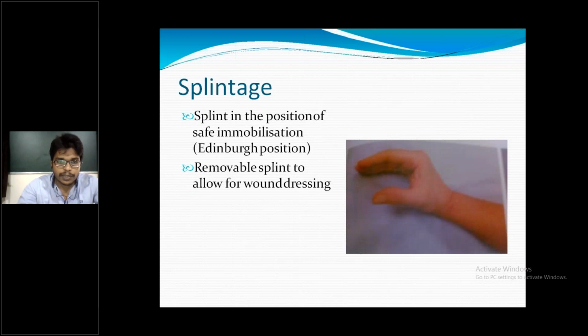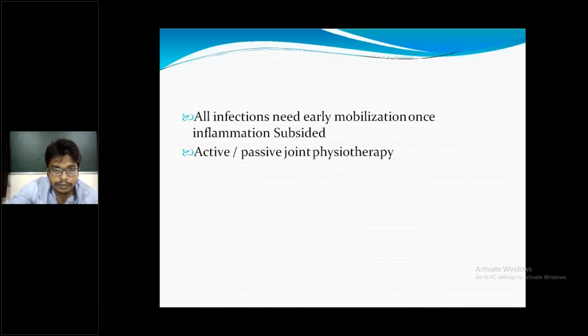Splint. Splint is nothing but immobilization of the hand in the glass holding position. See this glass holding position. You will come across this position in your orthopedics. Safe immobilization can be done in this position. This is a pain-free position. All infections need early mobilization once inflammation has subsided. Otherwise, the patient may get lazy.